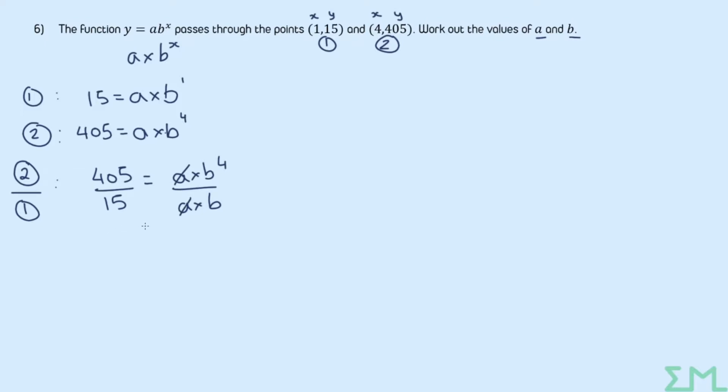So 405 divided by 15 is 27. B to the 4 divided by b is b cubed. This is a good sign. It is working out nicely. Cube root both sides. We get b equals 3.